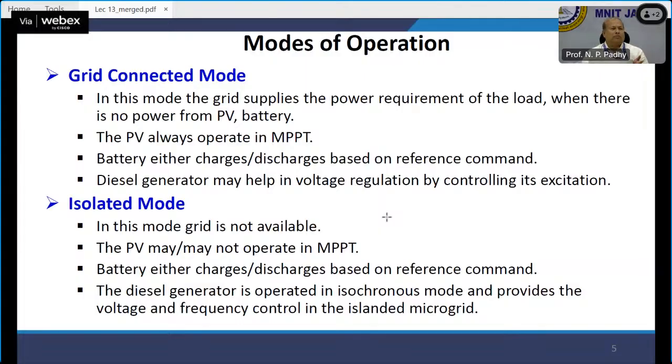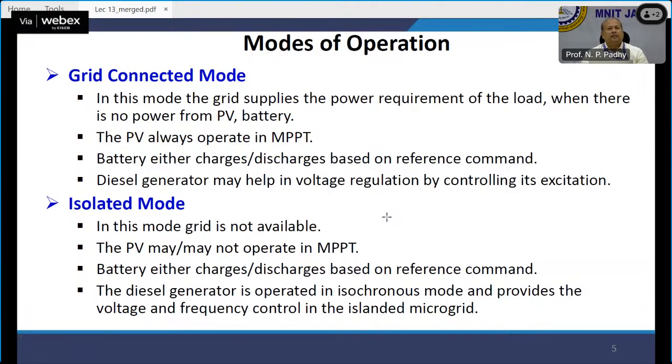In case of isolated mode, grid is not available. The PV may or may not operate in MPPT. When the grid is not there, you have to derate the PV. No, sometimes it will operate in MPPT. You cannot force it now. So it may or may not operate with MPPT. The battery either charges or discharges based on the reference command.